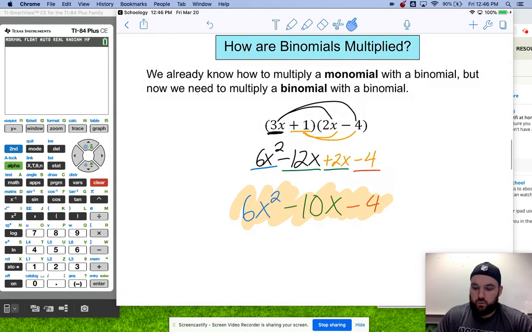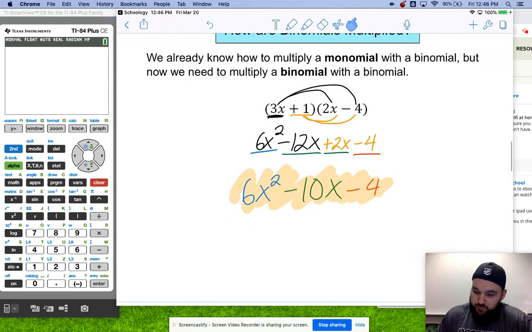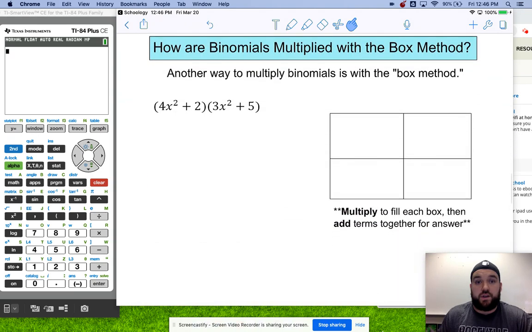So when I'm multiplying binomials, it's basically just 2 rounds of distribution. You may have heard of the acronym FOIL before. I don't love it. It's just basically reminding you to multiply everything in the first binomial with everything in the second binomial. Another way you can do this that I really like is what I call the box method. It's really just breaking down each set of parentheses so you don't forget to multiply something.